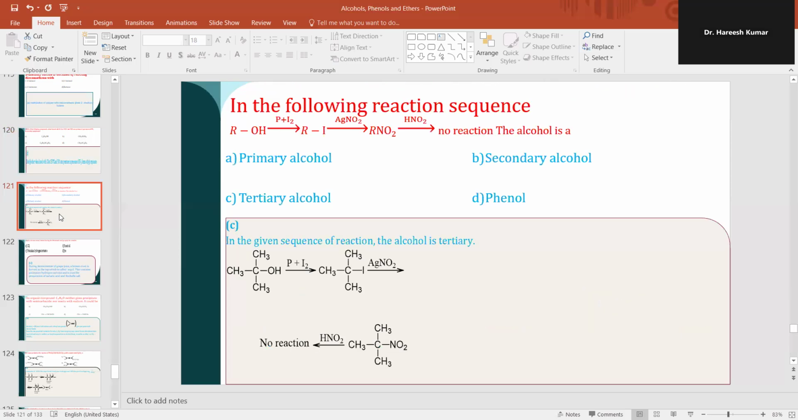Okay. So in the following reaction sequence, alcohol is converted into iodo, converted into nitro, which does not react with nitrous acid. That means a tertiary alcohol reacts with iodine forming a halo compound, reacts with silver nitrate forming a nitro compound, and this does not react with nitrous acid. Let's take another question.